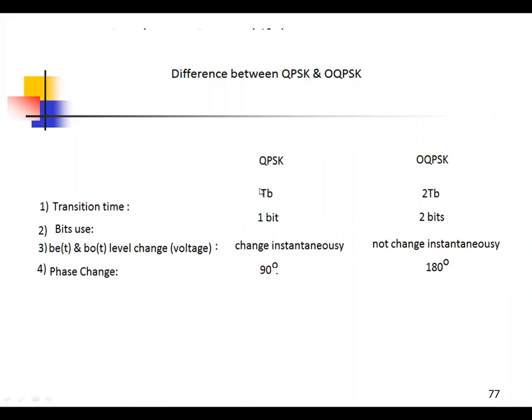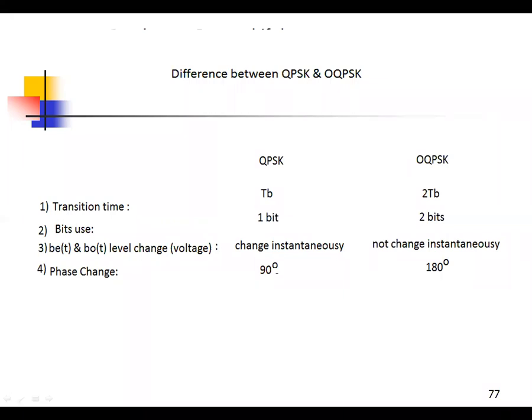Now, let us see that. The non-offset QPSK, students, please strike out that QPSK and write non-offset QPSK there. Non-offset QPSK and offset QPSK. Non-offset QPSK is the first one. Offset QPSK is the second.